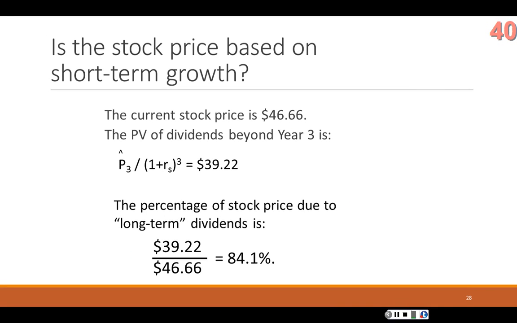$39.22 is the present value of our intrinsic value of our stock at time period 3. So it's the present value of the $56.60 that we calculated. So the percentage of the stock price due to long-term dividends, those after time period 3, the 39.22, is 84.1%. So most of our stock price is due to long-term actions.